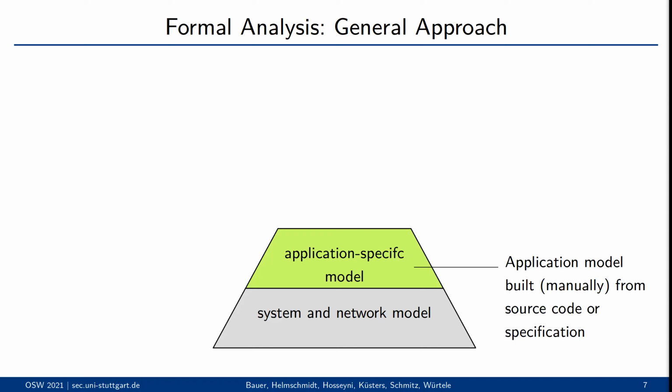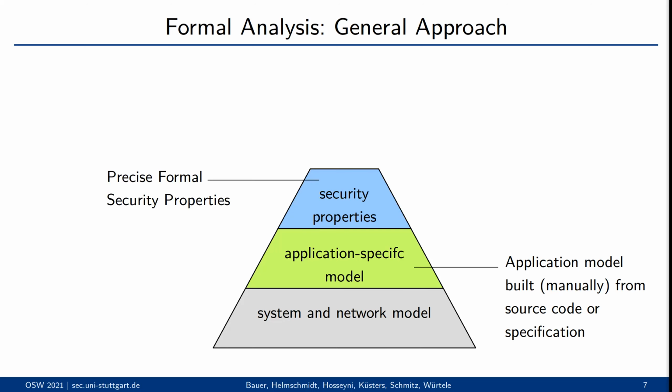Then on top of this, you have to create the application-specific model. So let's say we want to analyze OAuth. Then you would create from the OAuth RFCs this specification, this application-specific model. So you would create a model for the OAuth client, the OAuth authorization server, and so on. Once we have this, we are able to define security properties. So the good thing here is that the model is a formal model, so everything is well defined. And that makes it possible to precisely define what formal security properties we want to have.